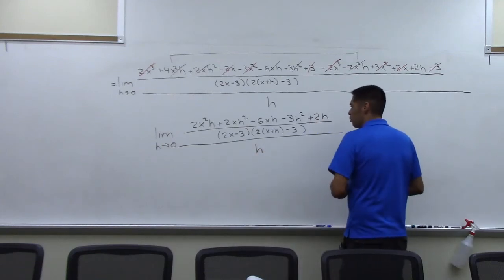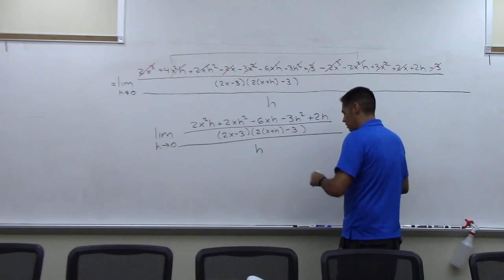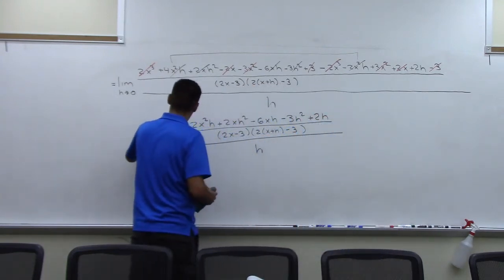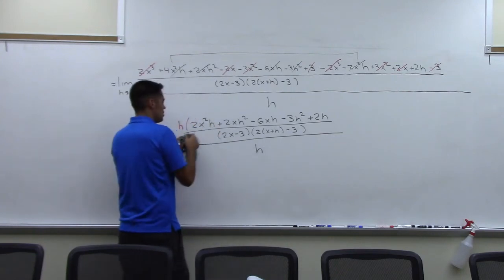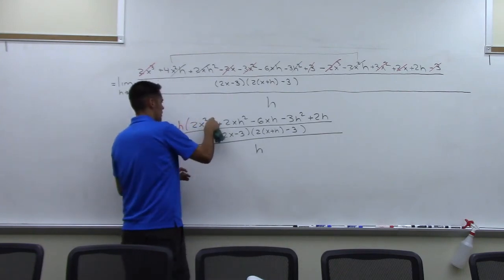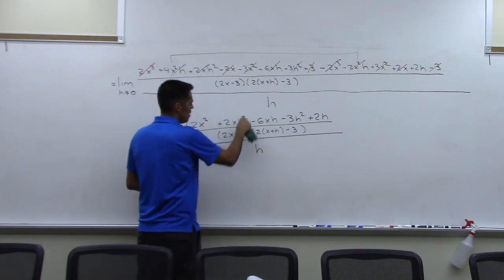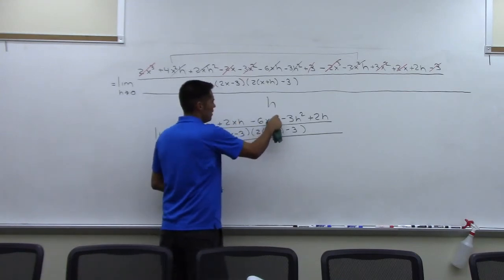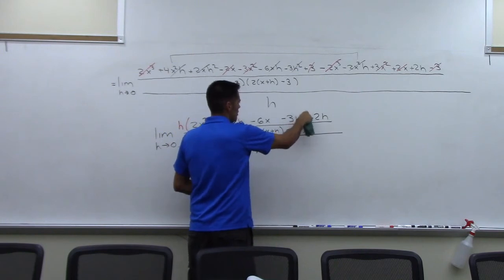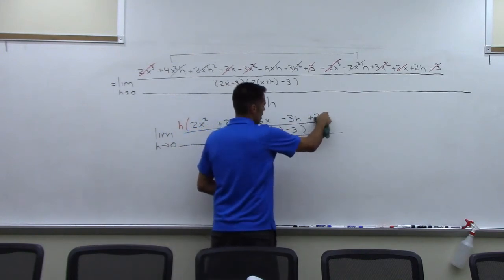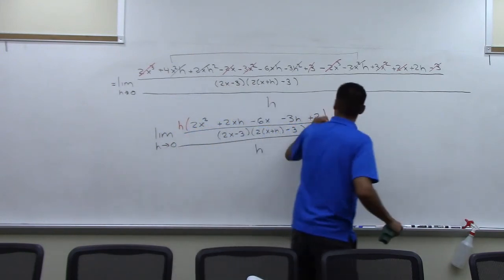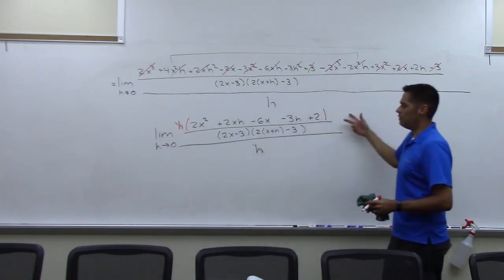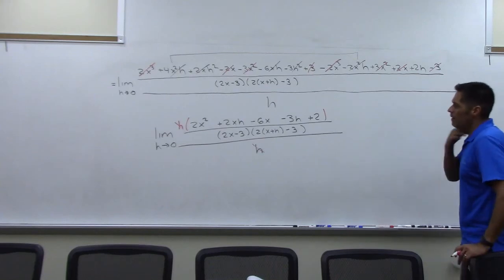Factor an h out of the numerator. I'm going to go ahead and factor an h out right now. I'm going to do a shortcut here. I'm going to pull an h out, which makes that h go away, makes this h squared become h, makes that h go away, makes that h squared become h, and makes that h go away completely. So I pulled that h out and it cancels. You could also do h over 1 and flip it and cancel, it's the same thing.